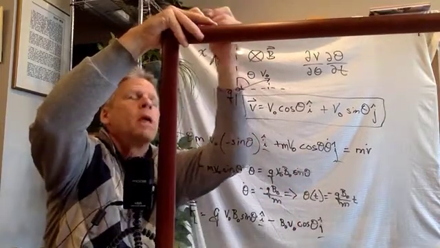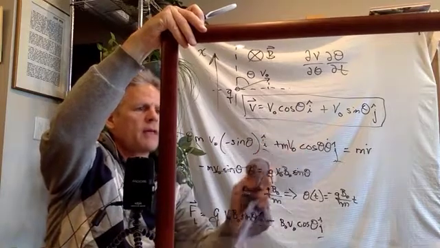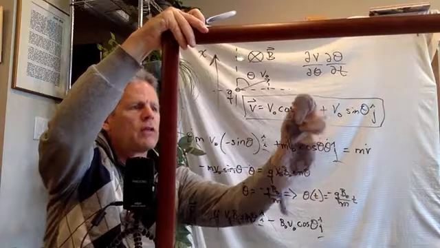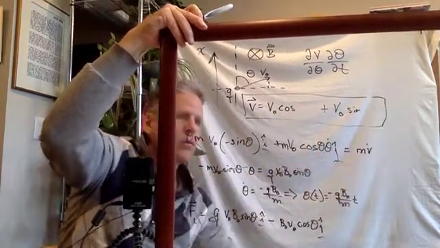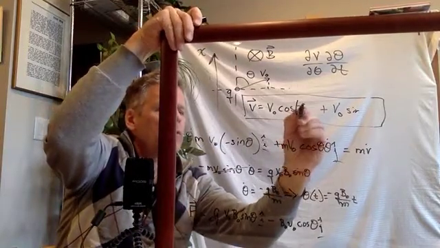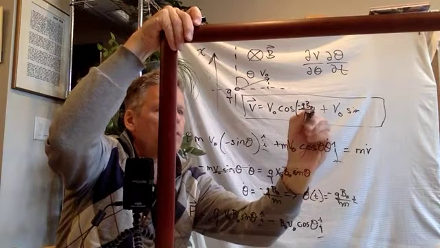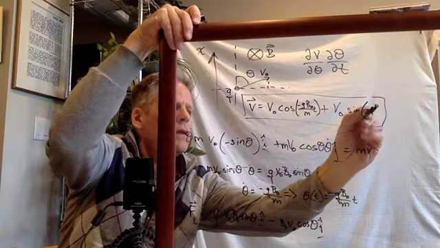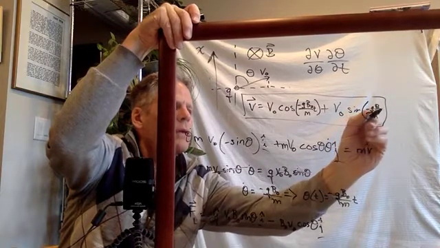Now we know what our theta is here, so we can go ahead and change our equation here. And so our equation is now cosine of minus q B0 over m t, sine of minus q B0 over m t.